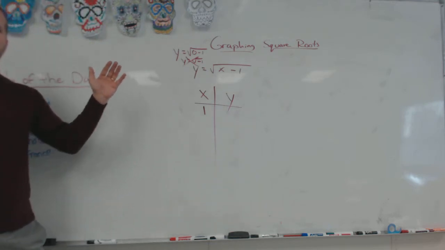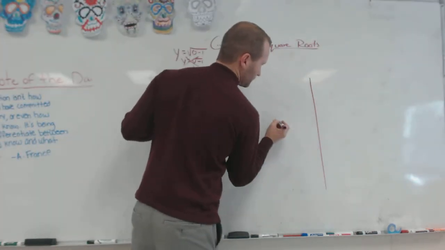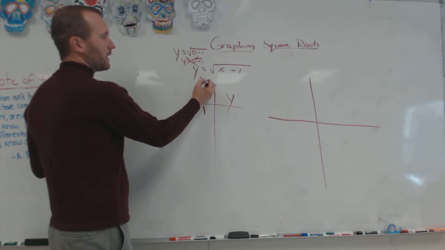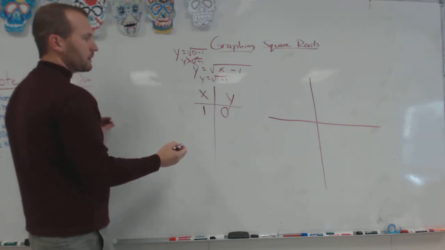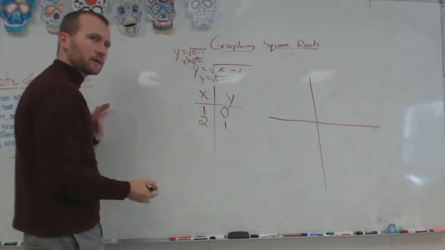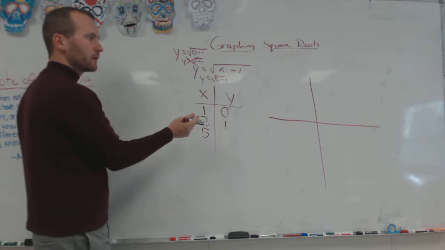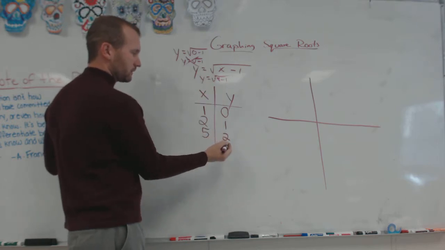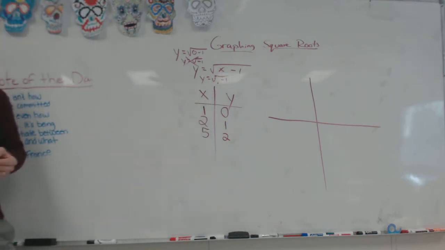Which means that my domain has changed. So instead I'm going to start with 1. When x is 1, y is the square root of 1 minus 1, which is 0. Then I'm going to do 2, because the square root of 2 minus 1 is 1. Now I'm not going to choose 4, I'm going to choose 5. So the square root of 5 minus 1 is the square root of 4, which is 2. And then what do you think is the last one I'm going to choose? Not 9, but 10.